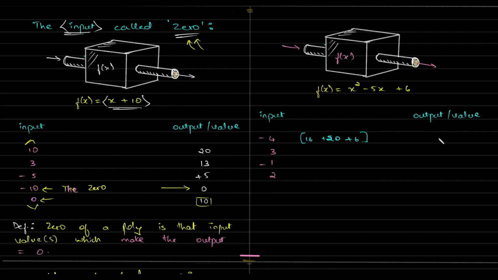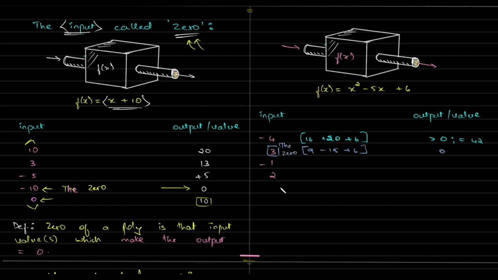So clearly the output is a value which is greater than 0, right? And that happens to be equal to how much is this? 16, 16, 22, 42, right? Next one. So we have 3, so 9 minus 15 plus 6. So 9 plus 6 is 15, minus 15 is 0. So yes, we have a bingo, 3 is the zero.